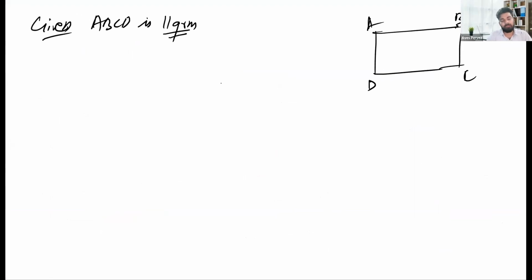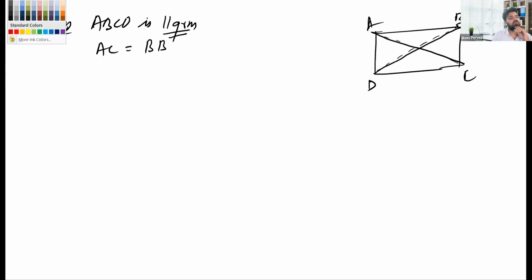And it is also being given that the diagonals are equal. This is equal to this. So you can draw it this way. It is also given AC is equal to BD. How can you prove that this is a rectangle? You just need to prove any one angle as 90°. How can you prove this angle as 90°? So how will you prove?